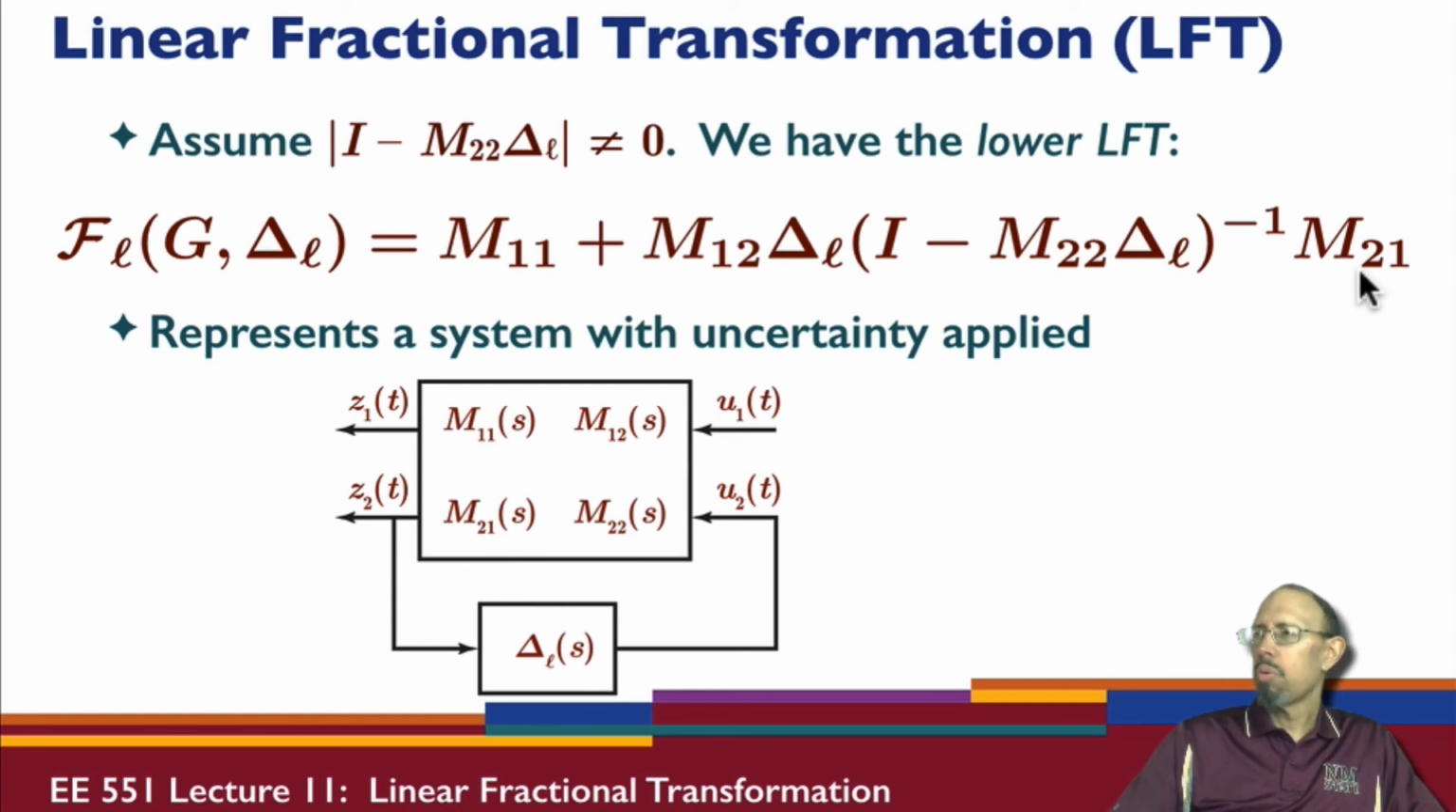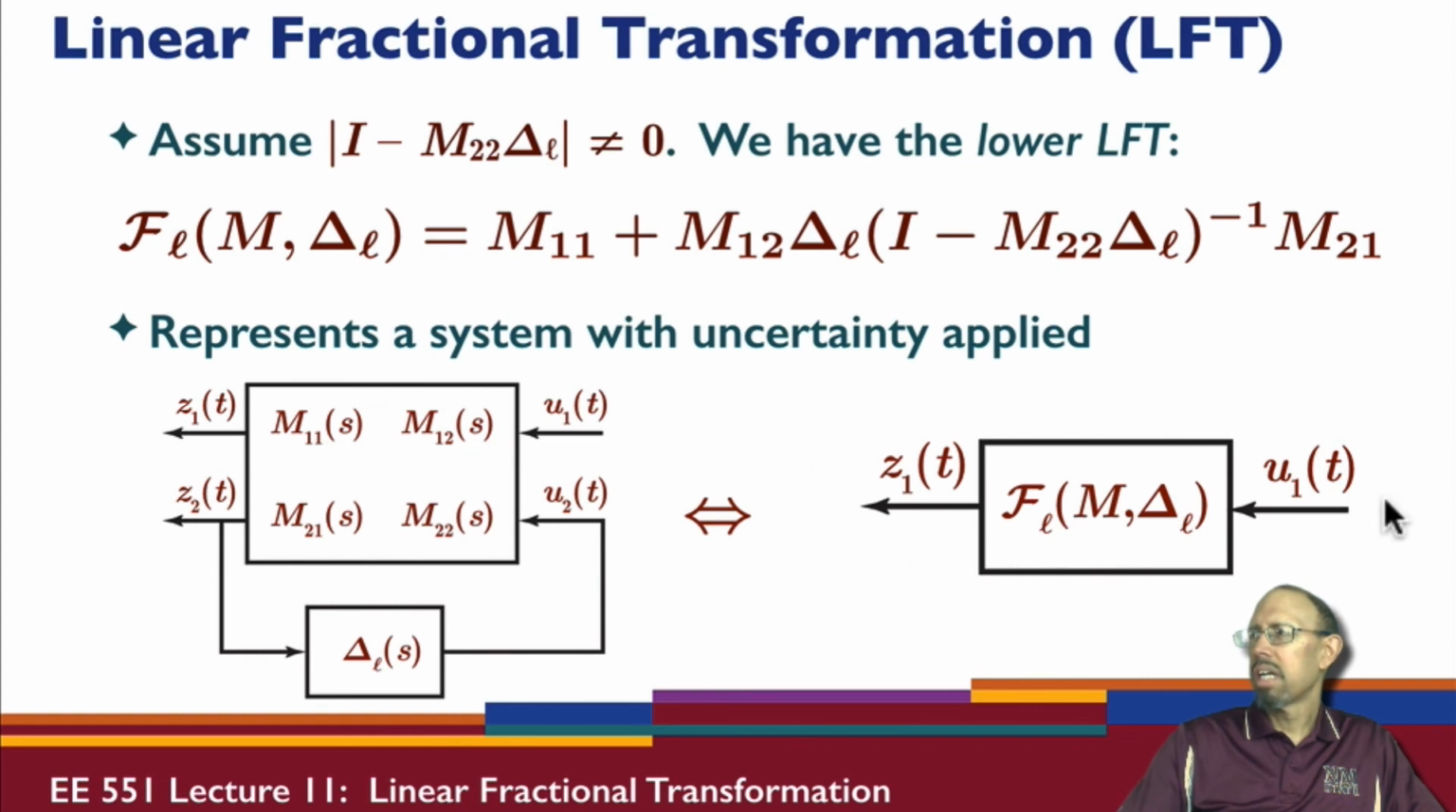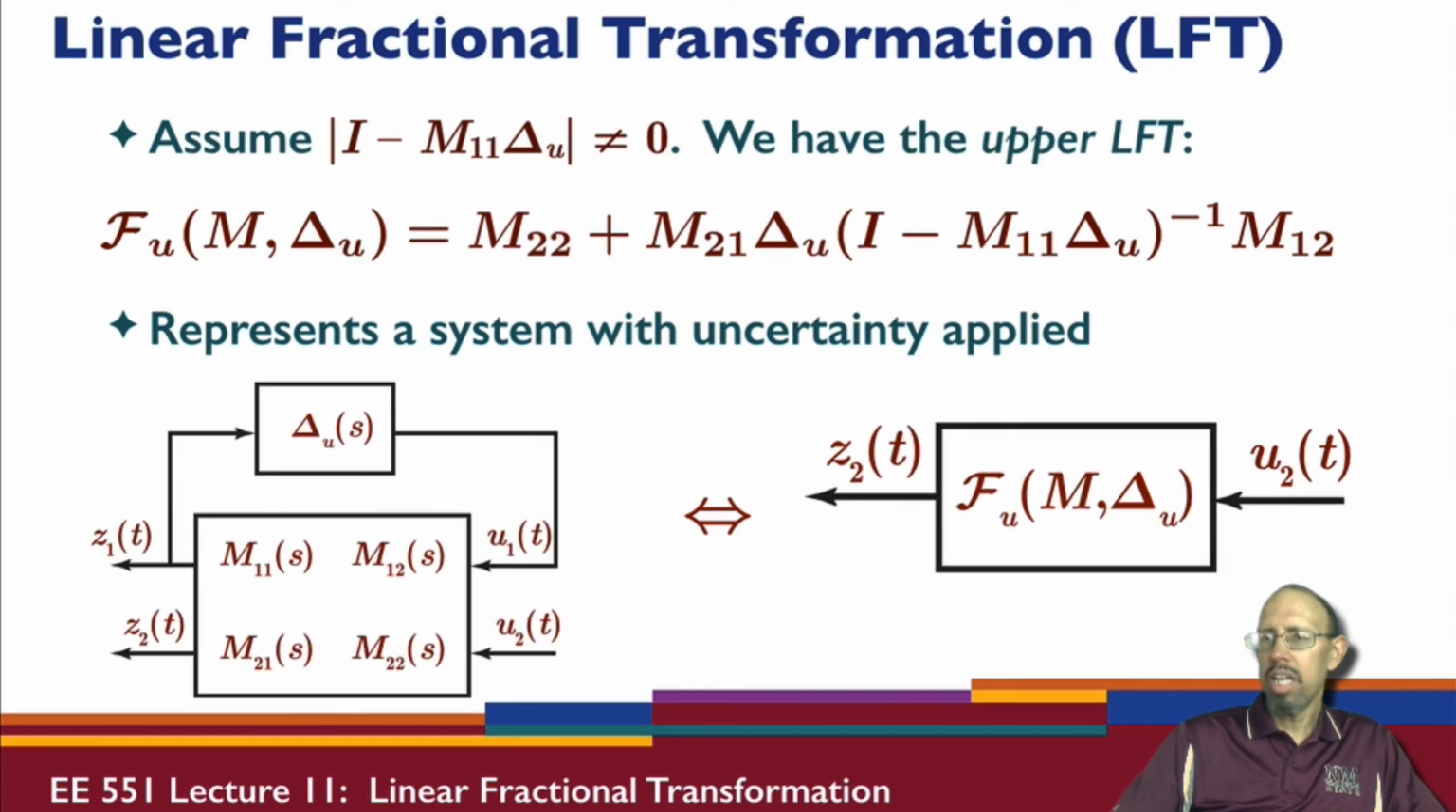Okay, and so we can actually write that this way: Z1 and U1, linear fractional transformation. Okay, so this is the lower LFT. We can also have the upper LFT, where instead of feedback occurring down here, feedback occurs up here. We have this upper LFT, and so I can work with it this way.